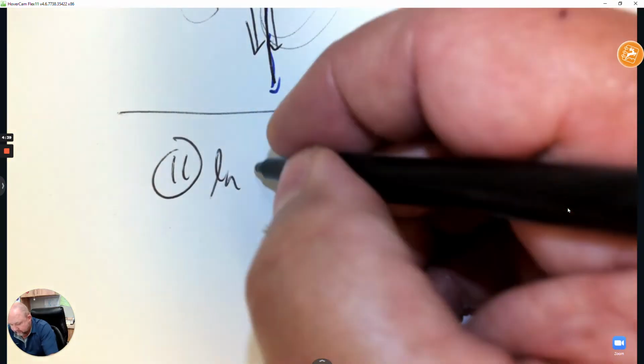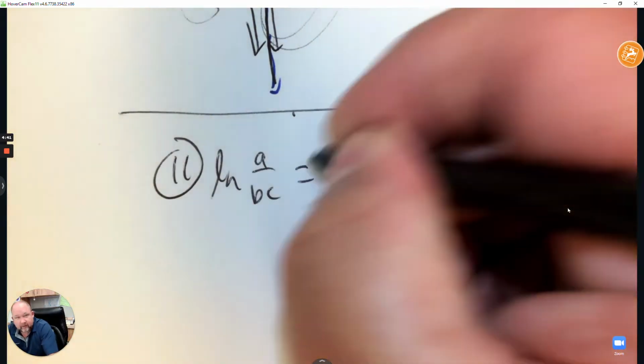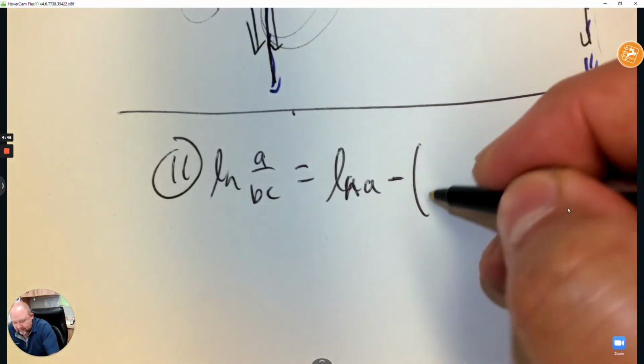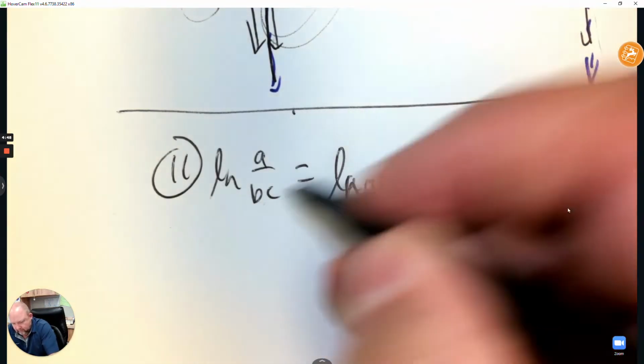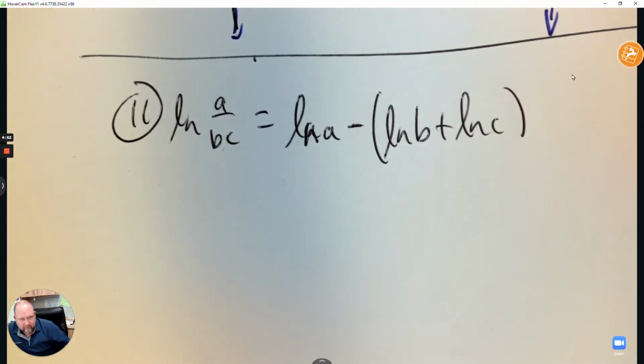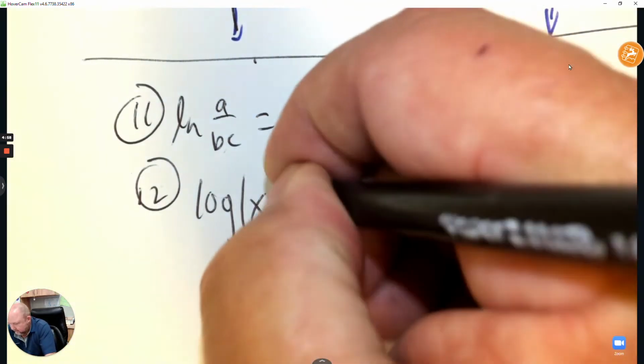Properties of logarithms. Oops. So when you're dividing, you're subtracting. When you're multiplying, you're adding. We need parentheses because that means both belong in the denominator. Number 12.